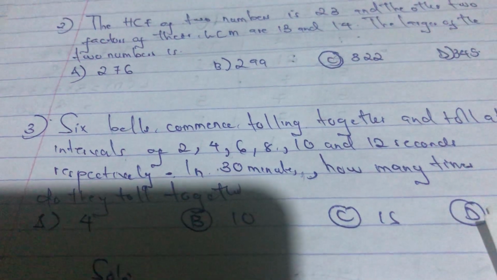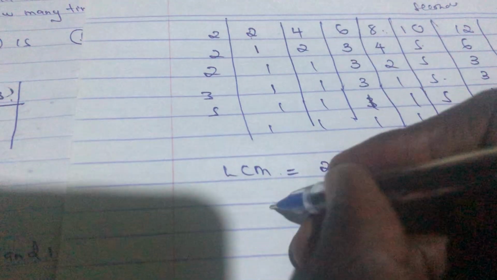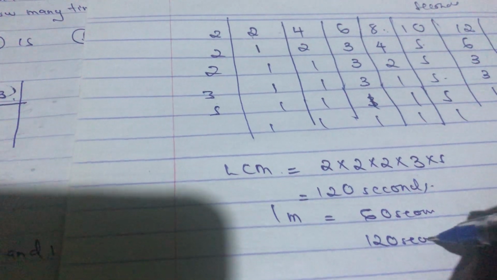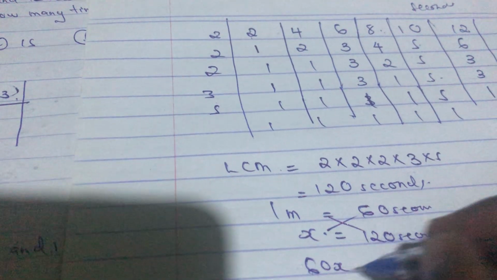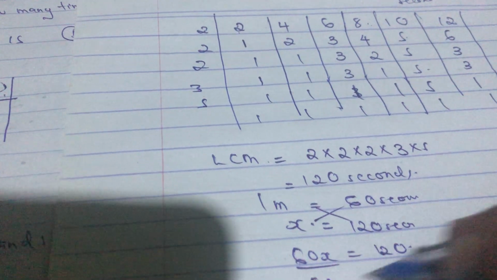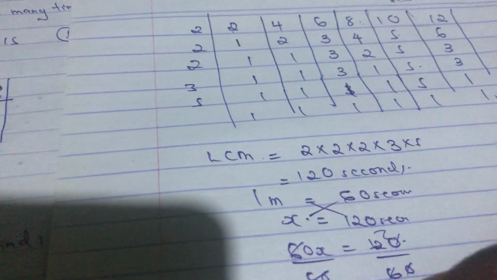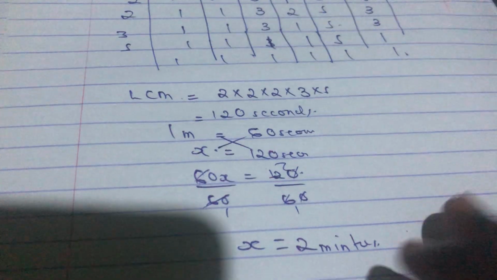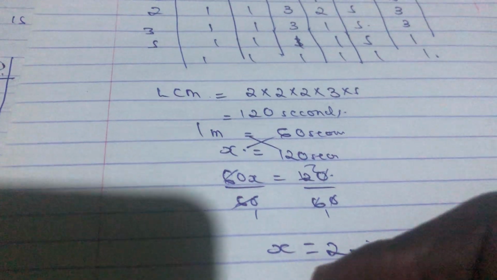So the question here is telling us, in 30 minutes, how many times do they toll together? So 120 seconds to minutes: if 1 minute equals 60 seconds, that means 120 seconds will be equal to x. So we cross multiply, 60x equals 120, divided by 60 on both sides, x will be equal to 2 minutes. So after every 2 minutes, that interval, the bell rings.